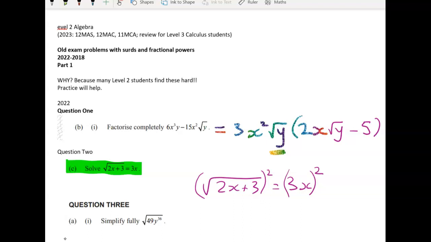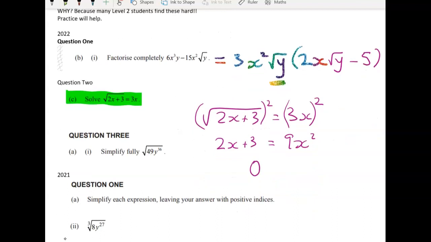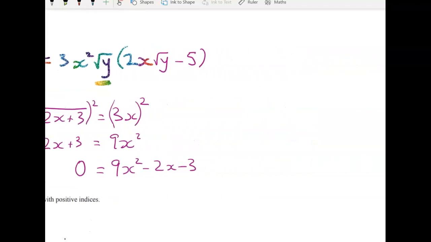So squaring the square root gets me back to just 2x plus 3 on the left-hand side. And when I square 3x, I get 9x squared. You can see now that we're working with a quadratic. So we've got 0 is equal to 9x squared minus 2x minus 3. So let's have a quick look at that. Or you could chuck that into your calculator and have a look at it.